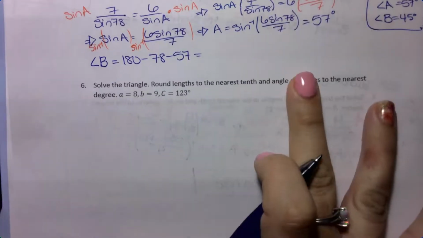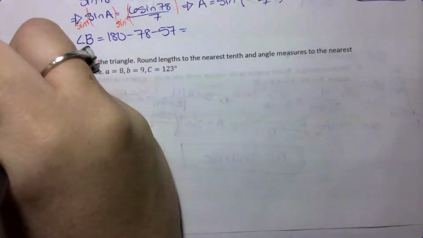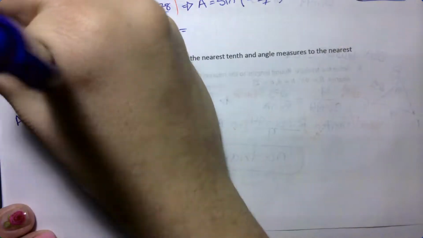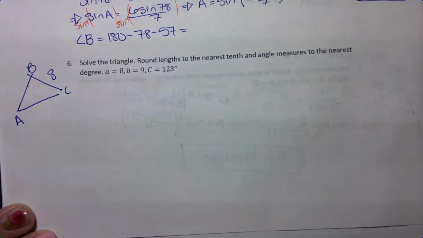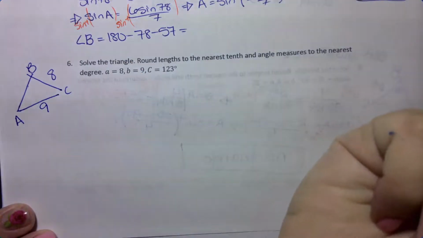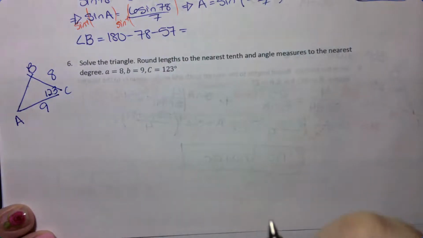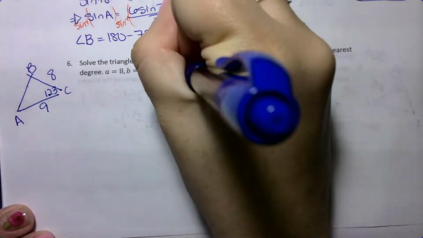My last triangle for me to solve is something I need to draw out. I have A, B, C. My side length A is 8, so across from my angle A. My side length for B is 9, across from my angle B. And my C is 123. So this one, I have side angle side.